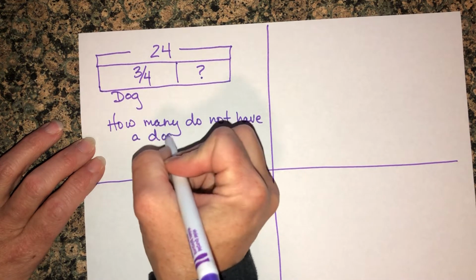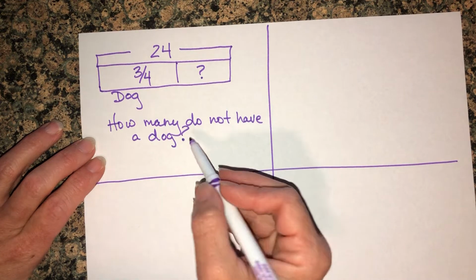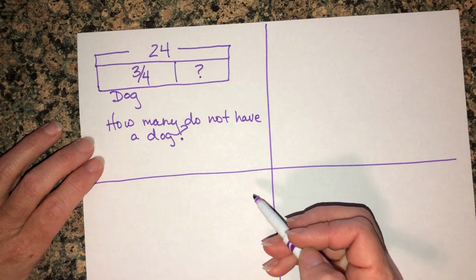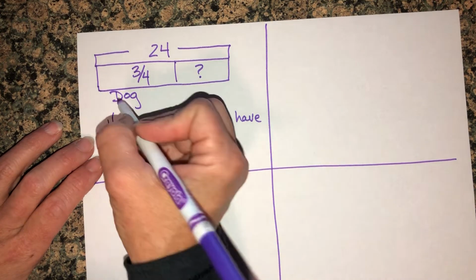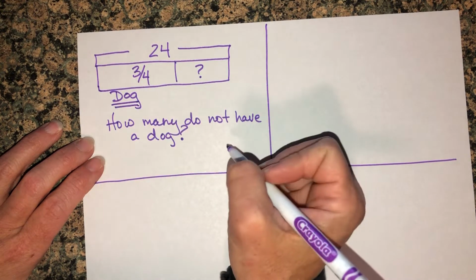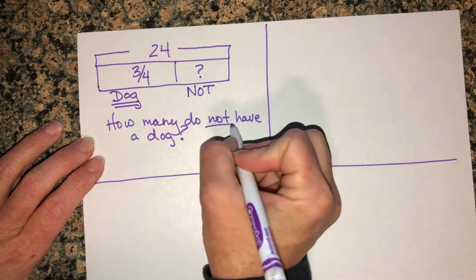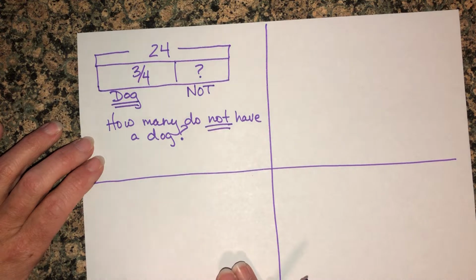And this is where it gets tricky, because a lot of kids are thinking, oh, I'm multiplying, so I'm going to do 3/4 times 24 and just figure it out. But that's how many have a dog. We want to figure out the ones that do not have a dog. So be really careful on those.